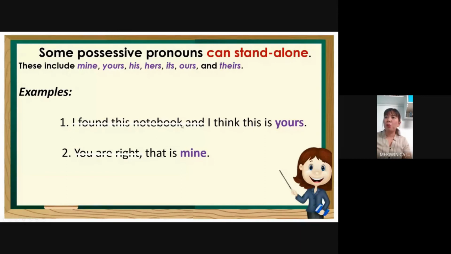I found this notebook and I think it's yours. Because even without this sentence, you can still have this one: I think this is yours. So without the first sentence, this sentence alone, I think this is yours, uses the possessive pronoun yours. So you can still understand the sentence, right? So that's the meaning of can stand alone. Okay? There is no noun before the possessive pronoun.